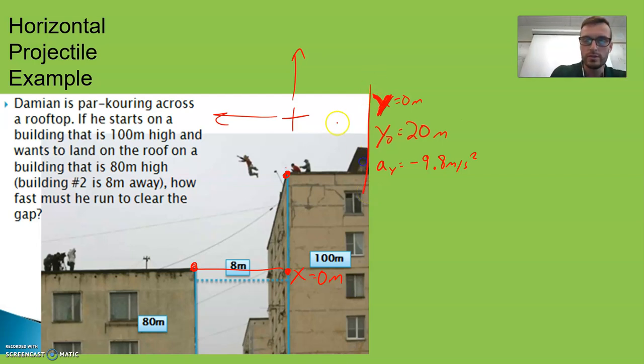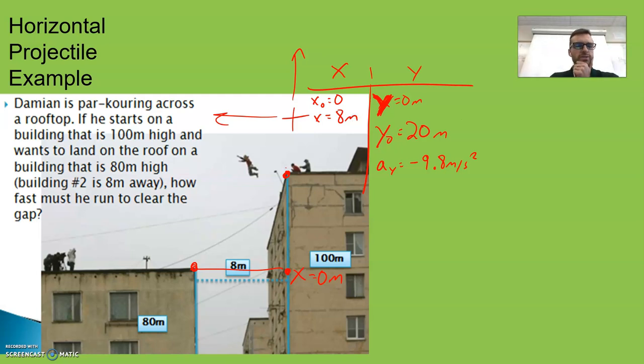So what we do here is we make an x, y, t table. We put the x stuff over here. We put the y stuff over here. And it turns out I'll make my x initial 0, and I'll make my x final 8 meters. Okay, so this is our information that we have to start with.